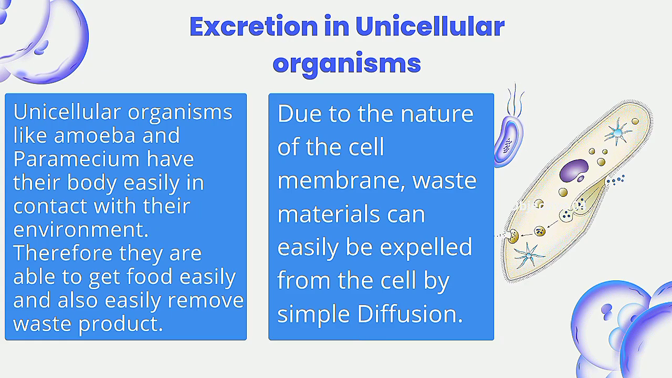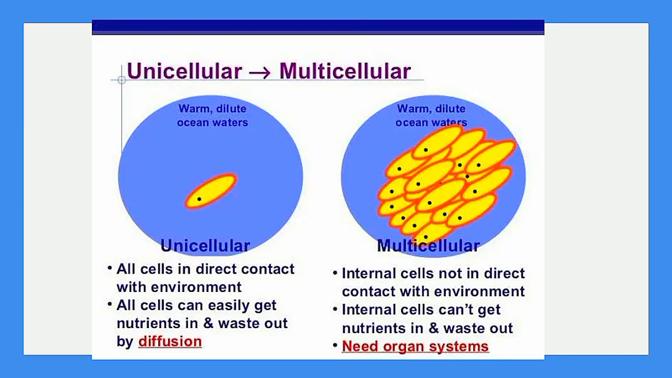Unicellular organisms like amoeba and paramecium have their bodies in direct contact with their watery environment. This makes it easier for them to get food and also to expel waste products. Also, the permeable nature of their cell membrane makes it very easy for them to remove waste products and take in substances.